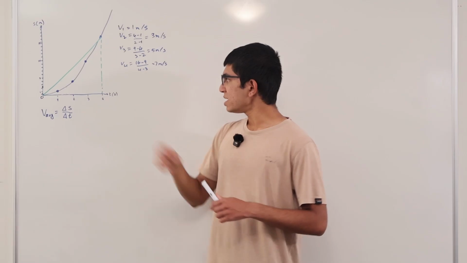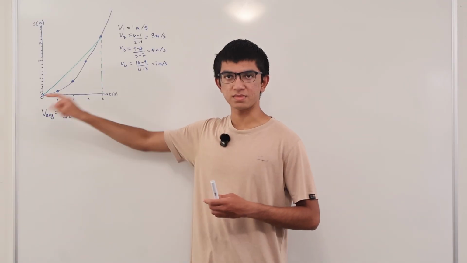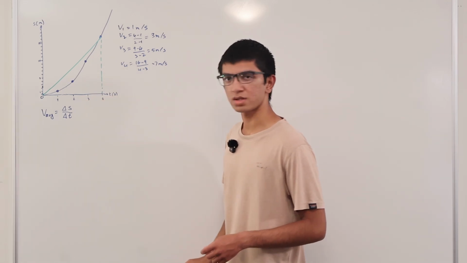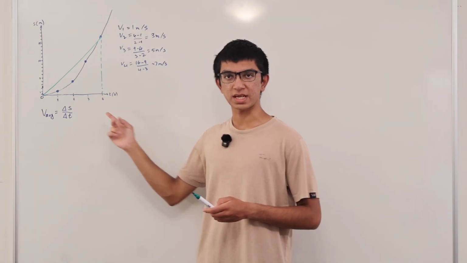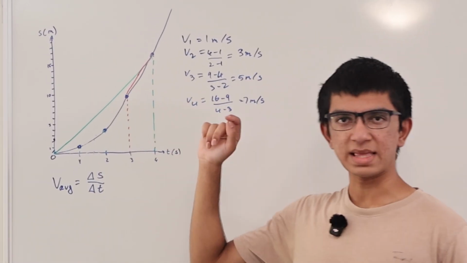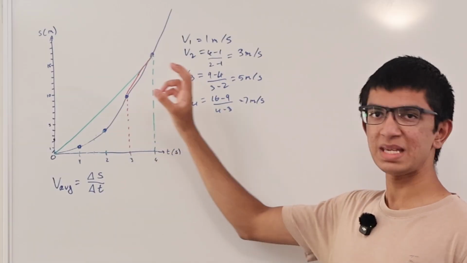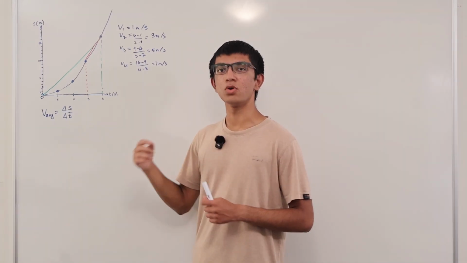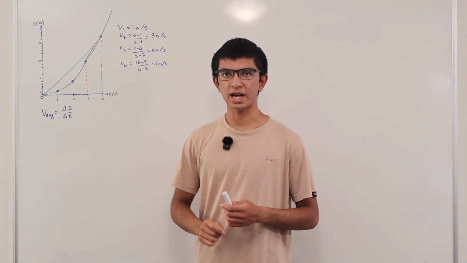Now, these average velocities are the slopes between these time intervals. I'll see if I can draw it. It might not look that good. If we take the average velocity between 3 and 4 seconds, it would look something like this. As you can see, the red line, the average velocity between 3 and 4 seconds, is steeper than my overall average velocity. And it is more accurate than the overall average velocity because I've used a smaller time interval.